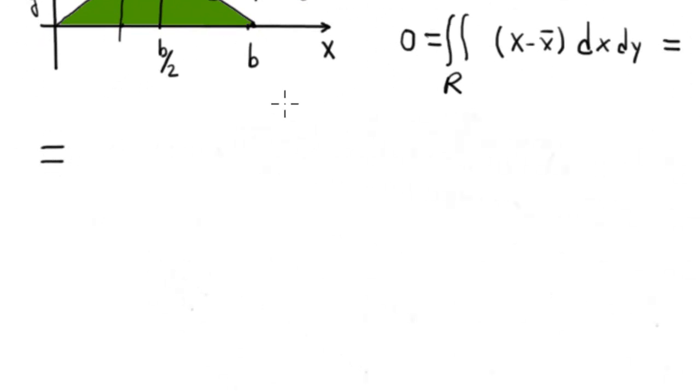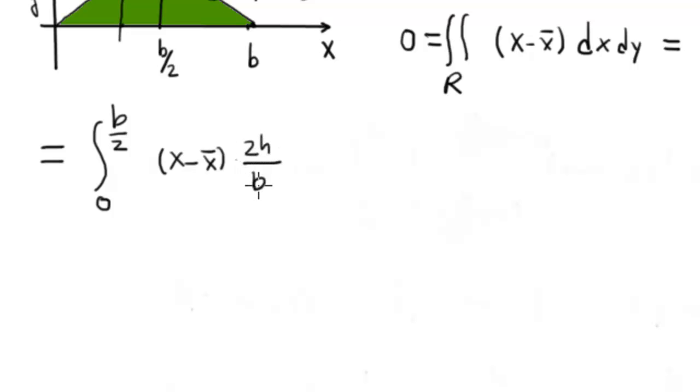This is equal to, let's look at the first integral. x is a constant because we are integrating with respect to y. So this is what we have. We copy from over here 0, b over 2, and integrate this one. We have simply x minus x bar, which is a constant, and then we have y. When we plug in the upper and lower limit, we simply have 2h over b times x, and minus 0 can be skipped. So this is the first integral, which is pretty easy because we are integrating a constant.